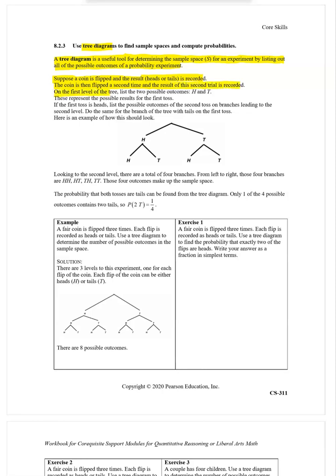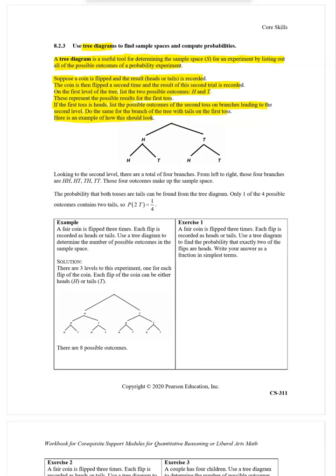On the first level of the tree, list the two possible outcomes, heads or tails. Then represent the possible result of this first toss. If the first toss is heads, list the possible outcomes of the second toss on the branches leading to the second level. Do the same for the branches on the tree with the tails on the first toss. Here's an example of how this should look.